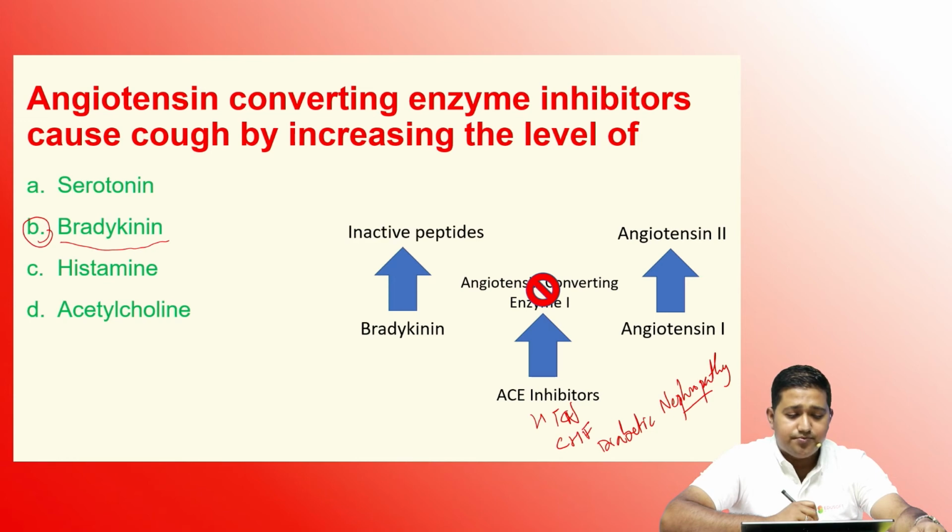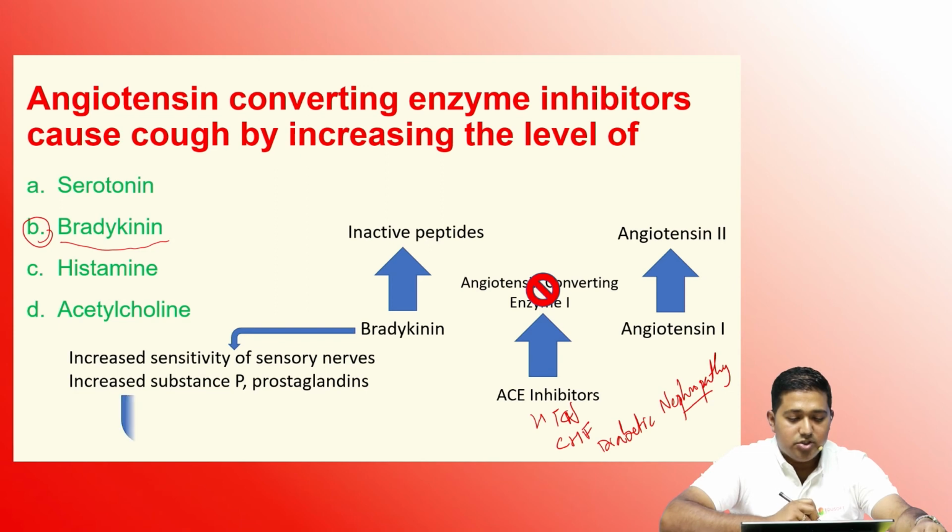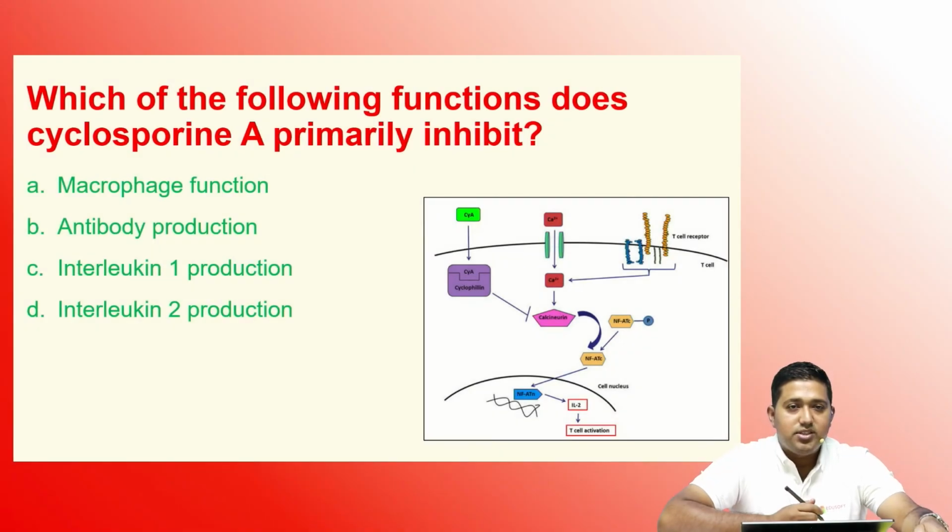It is going to increase the sensitivity of sensory nerves, increase substance P, and also increase prostaglandin. Once all these things are happening, ultimately it is going to cause an increase in bronchoconstriction, as well as produce a chronic non-productive and brassy cough, which is very typical of ACE inhibitors. So this is the mechanism by which bradykinin is responsible for ACE inhibitor-induced cough in patients. Now let's go towards our next question. Our next question is, which of the following functions does cyclosporin A primarily inhibit?